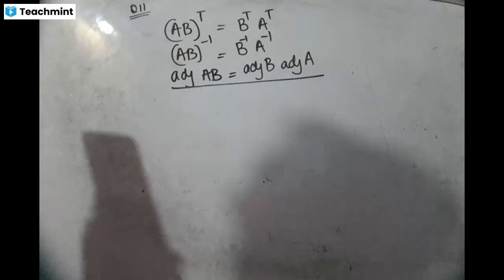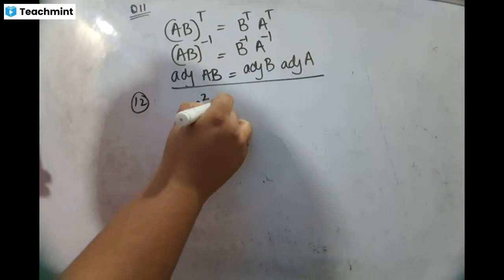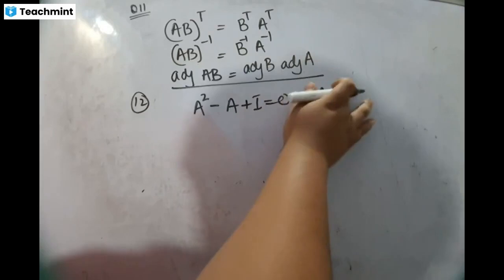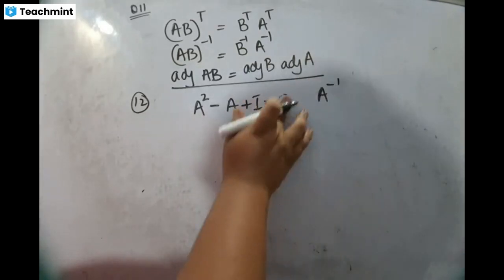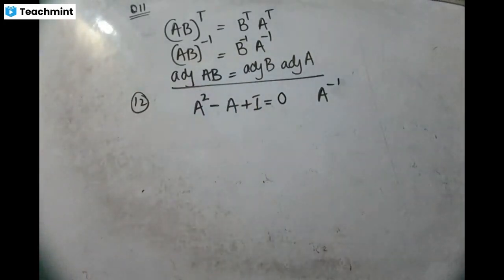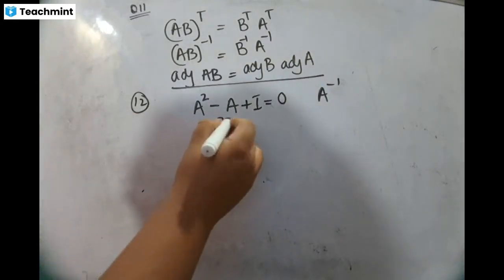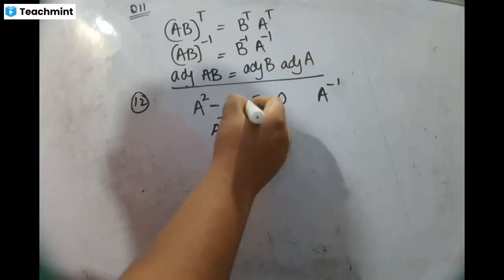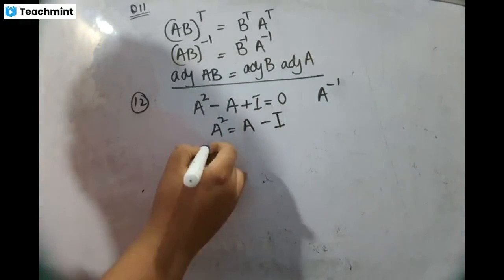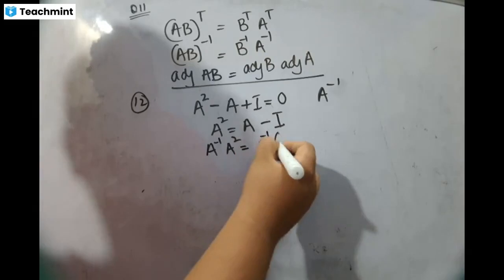Okay, question number 12, a bit difficult one, important for you. The equation is given: A square minus A plus I equal to 0. I have to find A inverse. We know how to find the inverse from an equation. What you need to do is multiply both sides with A inverse, because I need to get A inverse. Look, A square, negative goes, that sign becomes positive, and positive I goes, that sign becomes negative. Now you multiply both sides with A inverse. So you get A inverse into A square, A inverse into A minus I.